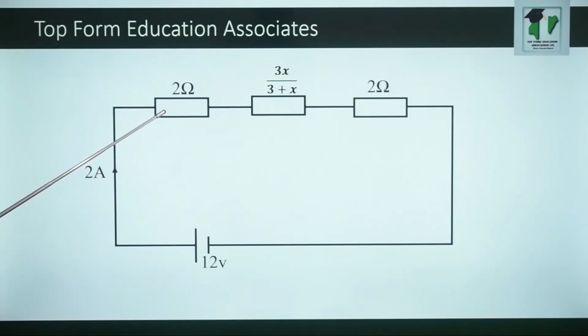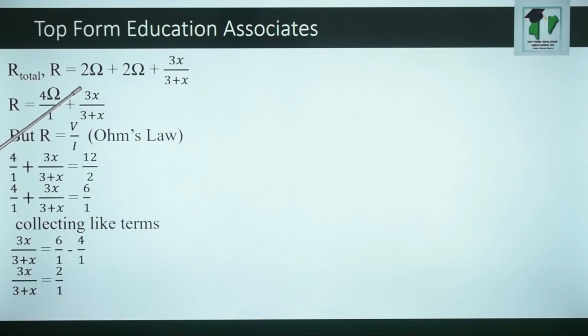These 2 ohms here plus these 2 ohms here plus this is what we have in that page. Now you have 2 ohms plus 2 ohms plus 3X over 3 plus X. So R is equal to 2 ohms plus 2 ohms gives you 4 ohms over 1. Is that okay? Plus 3X over 3 plus X. But Ohm's law says that R is equal to V over I.